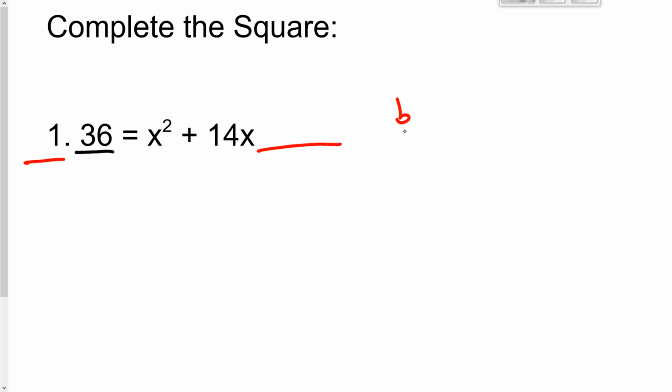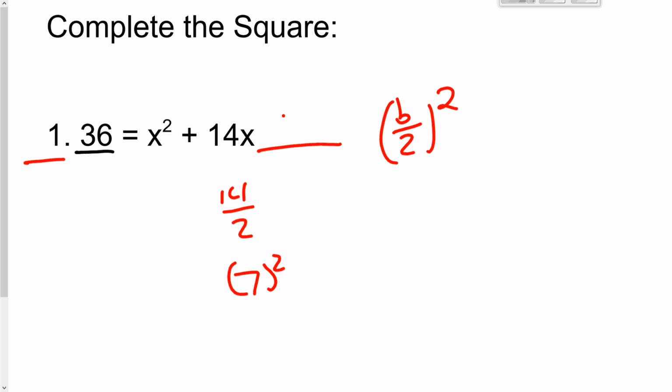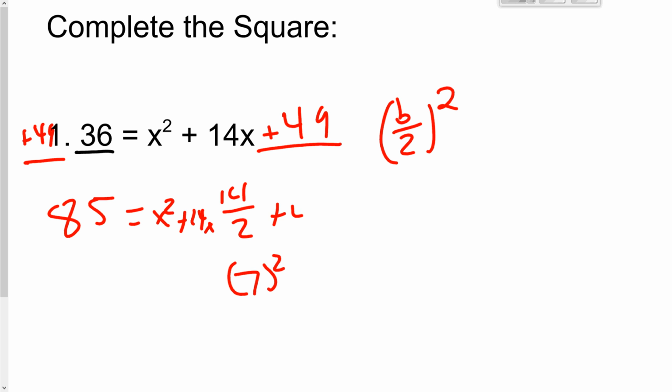And that new C is always B over 2 quantity squared, and we add that to both sides, which ours would be 14 divided by 2, which is 7, and then 7 squared, which is 49. So we'd add 49 here and add 49 over here. So we can add 36 and 49, which is 85. Alright, and then we get x squared plus 14x plus 49.